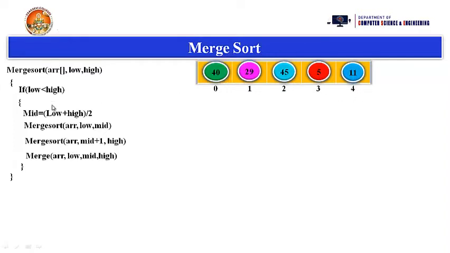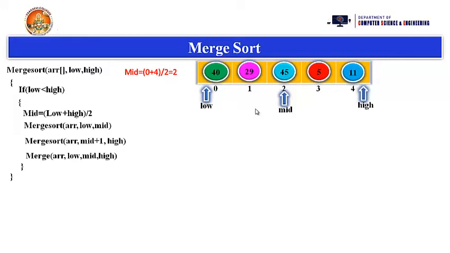Using this function, we are going to divide the array into subarrays, and here we need to find the mid value: mid equal to low plus high by 2. What is the low value here? It points to the starting index position of the array, and high points to the last index position of the array. So low is 0 and high is 4. So 0 plus 4 by 2 equals 2. So the mid value is pointing to the second index position.